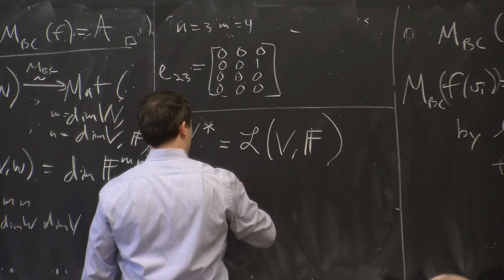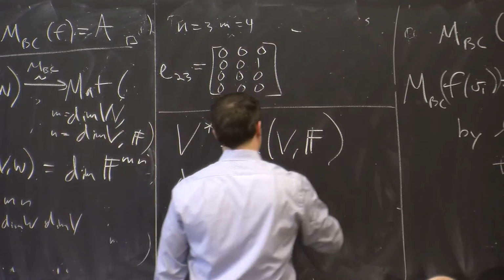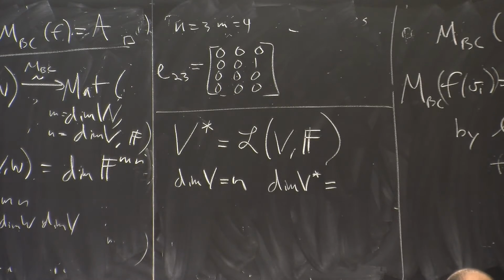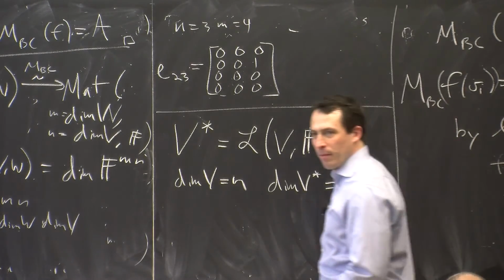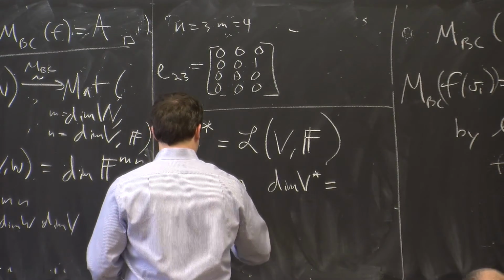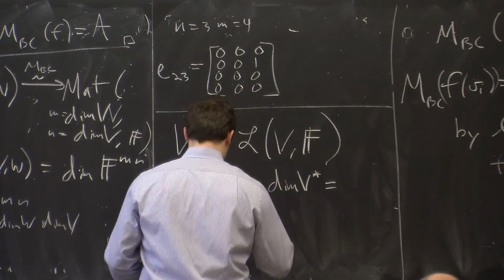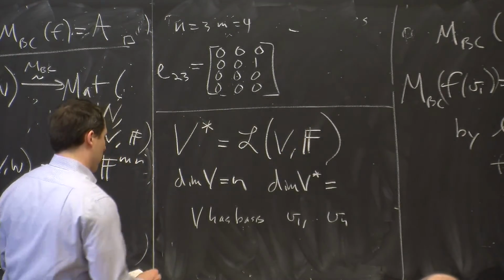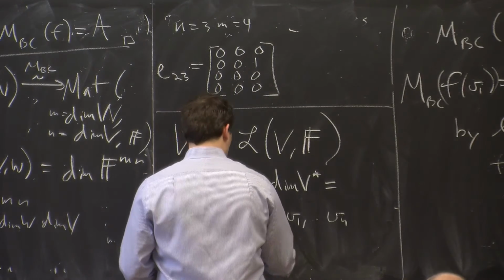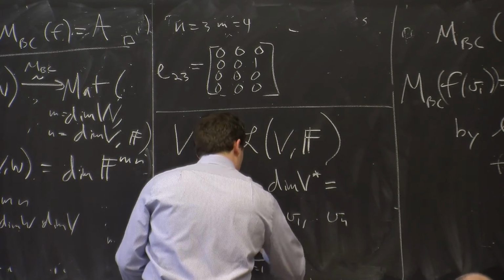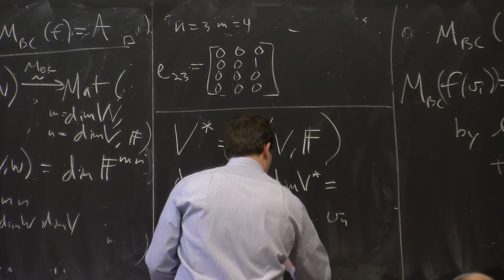Okay, so I was saying if dim V is equal to n, what is the dimension of V star, V dual? If you don't know the answer, you can try to think of a basis for it, right? So I pick a basis v_1 up to v_n for V. I can write an arbitrary element of V as the sum from i equals 1 up to n of x_i v_i.